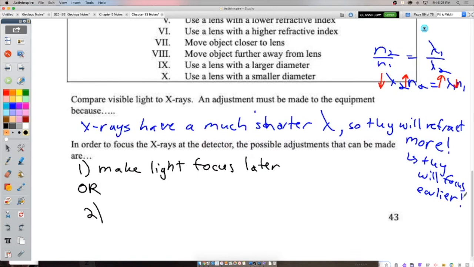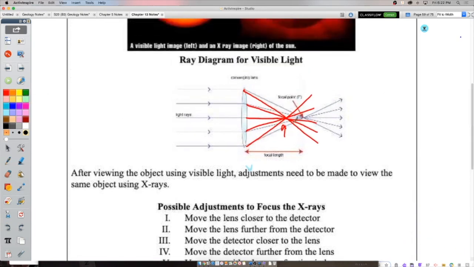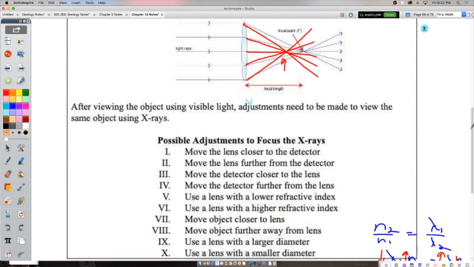Okay, make light focus later or decrease distance from lens to detector. So any option that gives us those two things will work. Option three: move the lens closer to the detector. Well, that would work, right? If I move the lens backwards, there we go. You can think this whole thing would just shift until the focal point was in the right place. So absolutely, that'll work.